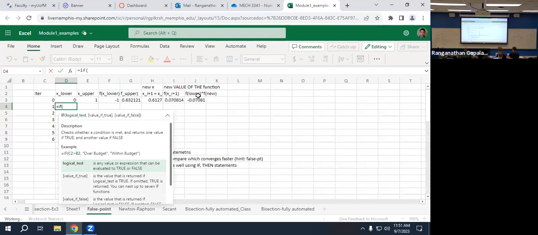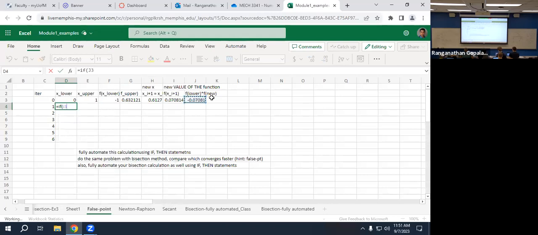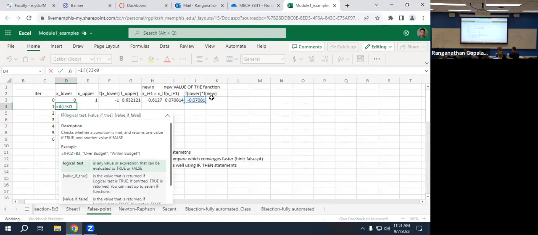If J3 is less than 0, what should I do? Lower should be the same lower. If not, lower should be the new value of x. Okay, is everybody seeing this? Please don't feel shy. Just say, can you explain this in a different way? Something like that. Or what the heck?